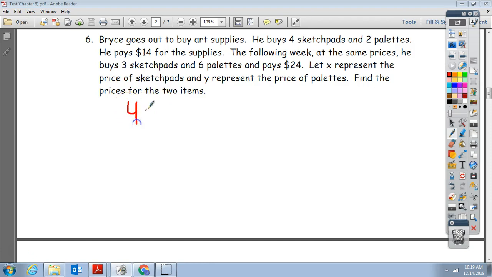But 4 sketch pads means 4 times X, because we don't know what the price is. 2 palettes is 2 times Y, because we don't know what the price is. But if you add the prices together, it should be $14. Then, following week, he buys 3 and 6 for $24.